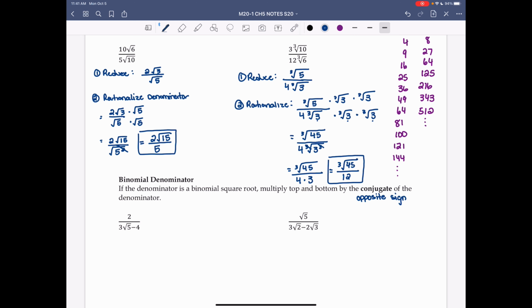Two over 3 square root 5 minus 4. Step 1 is to reduce. We can't reduce this at all because our numeric coefficients, which are 2, 3, and 4, don't have a common factor. 2 and 4 can be divided by 2, but 3 can't. It'd have to be all of them if we could reduce. So if it was 2, 6, and 4, we could reduce those 3, but in this case we cannot.